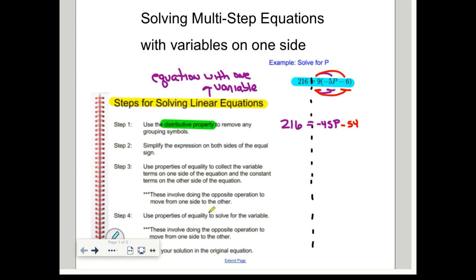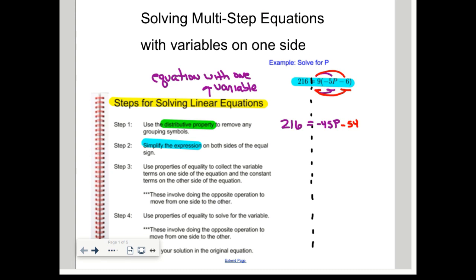Step 2 says to simplify the expression on both sides of the equal sign. So it says to simplify on both sides. If I look at my equation over here, I have 216 equals a negative 45p minus 54. I have nothing to simplify because if you only have 1 or 2 things on each side, you don't have anything to simplify. So that step I'm done.